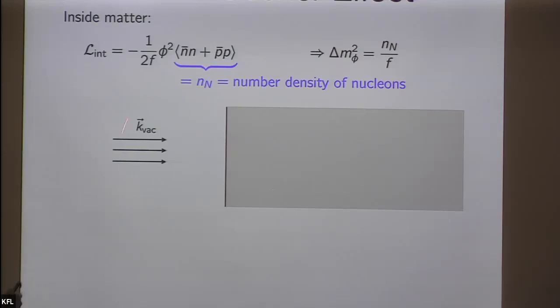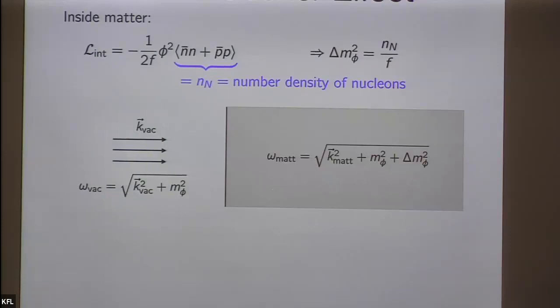So I have some wave with wave number k coming in, let's say, from vacuum. The thing that I have to match, I claim, is the frequency. The frequency in vacuum is just k squared plus m squared, but the frequency inside here is modified by this mass shift. So if this mass shift is big enough, it's going to force k matter squared to be negative. In other words, we have exponential suppression inside the matter.